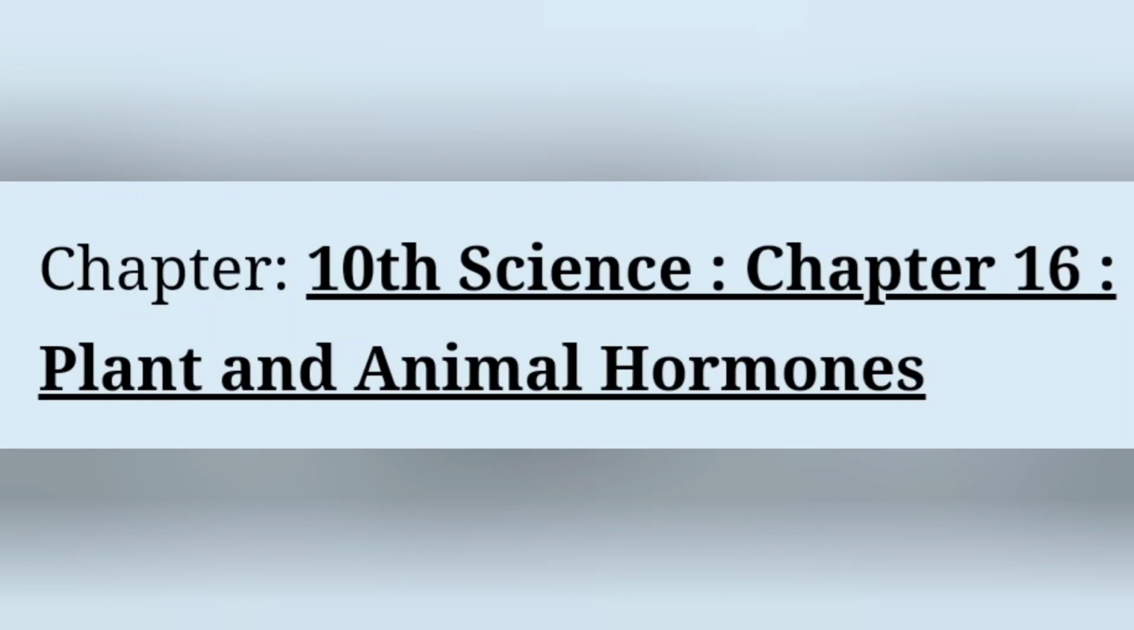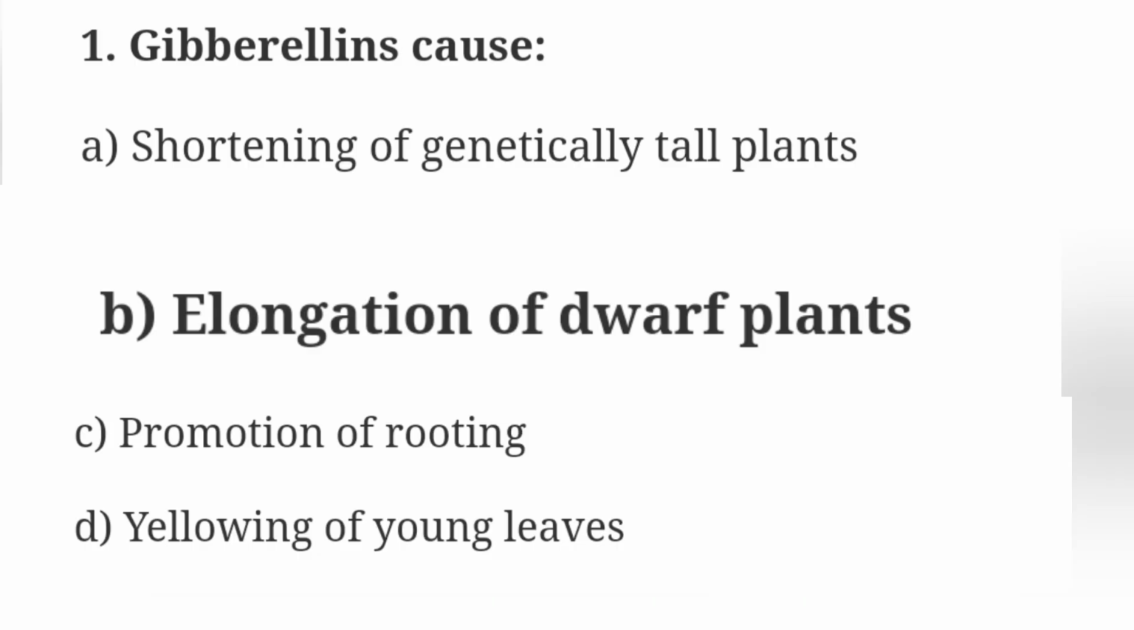10th standard science, chapter 16, plant and animal hormones. The lesson's book-back answers. First Roman letter, choose the correct answer. First one, gibberellins cause: Option B, elongation of dwarf plants.